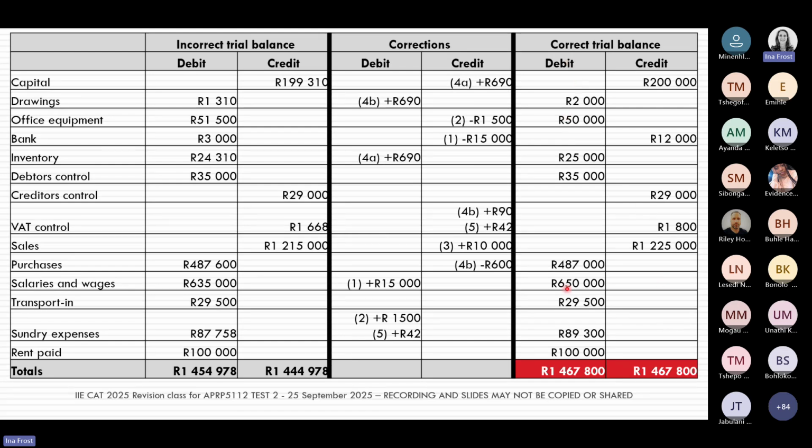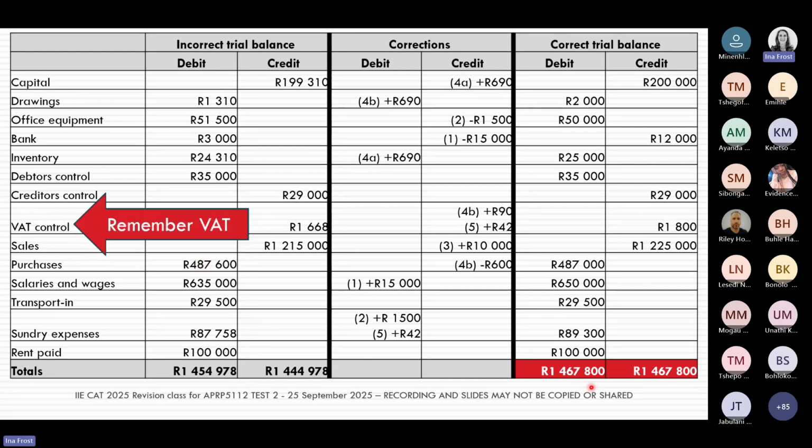I'm going to add up my debits, I'm going to add up my credits, and if these two totals here at the bottom are the same, then you will know, oh yes, I have made all the corrections that I should have made.